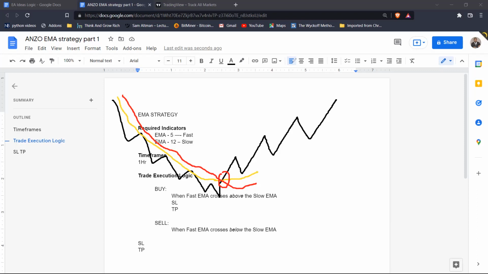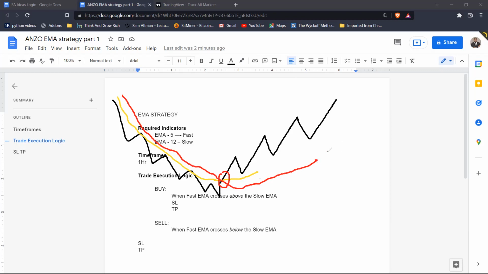But now, if we were to use a hard-coded stop loss, we can just put stop loss 10 pips below and take profit 20 pips above. Now that's one way of doing it, but for this particular EA that we're doing, I'm not going to do that. What I'm going to do instead is keep this trade open as long as the market is moving our way, so the red line would continue to stay lower than the yellow line.